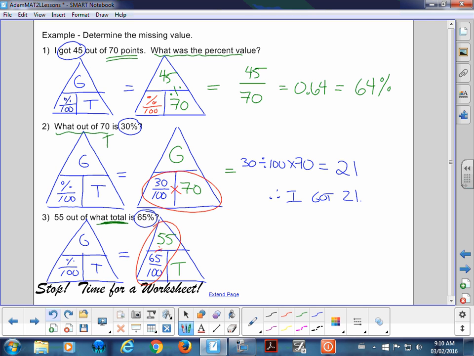Now, because we are working with these pieces of information, we're going to be using division. Okay? So what does that translate to? Top divided by bottom of the triangle. So divided by 65 over 100, or divided by 100.